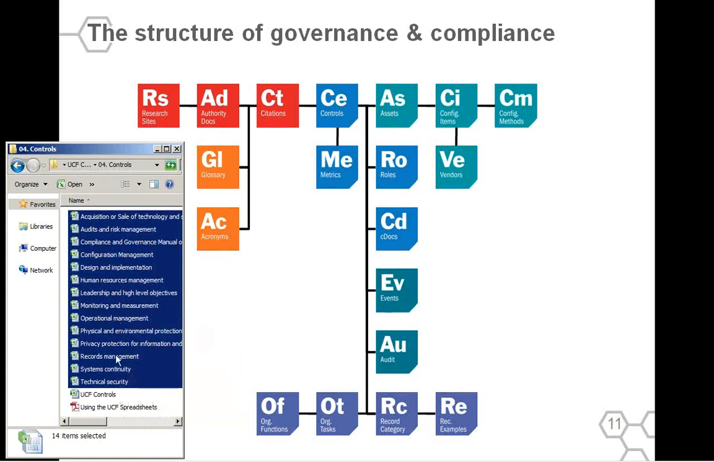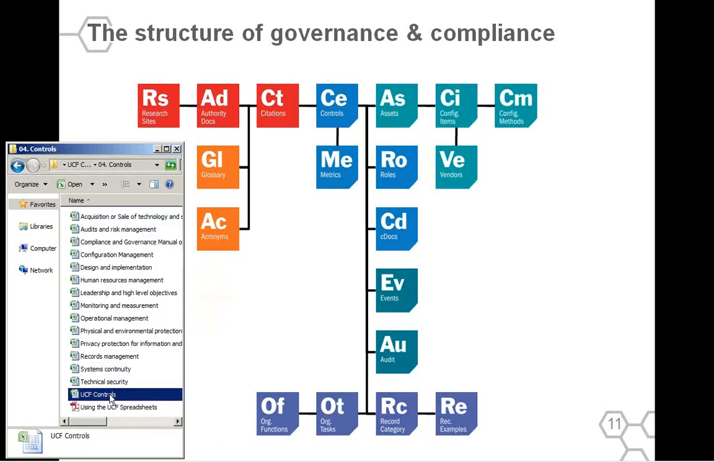So you'll see 15 top level hierarchies. And you'll notice that we cover IT, physical security, records management, and privacy as the main areas. So whenever we map an authority document, we only pull out those controls which pertain to those areas or those mandates. So let's take a look at the UCF control spreadsheet.